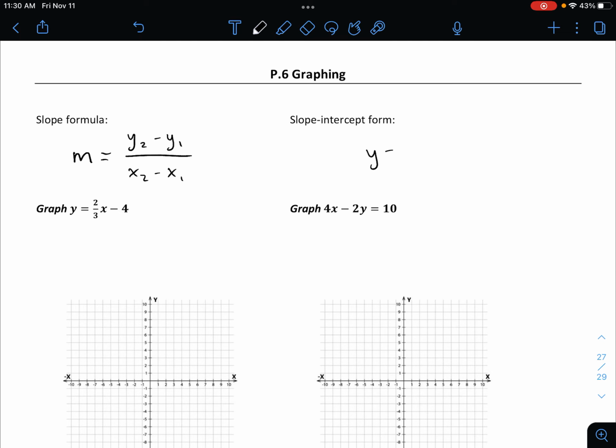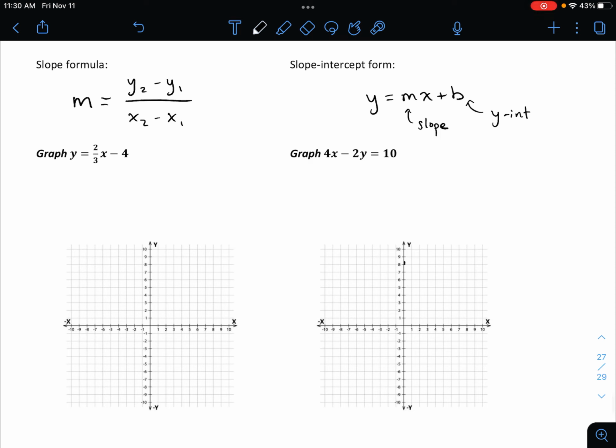Slope-intercept form we know is y equals mx plus b. Again, m is the slope, this is your rise over run, and then b represents the y-intercept. Remember, the y-intercept is the point where it crosses the y-axis.